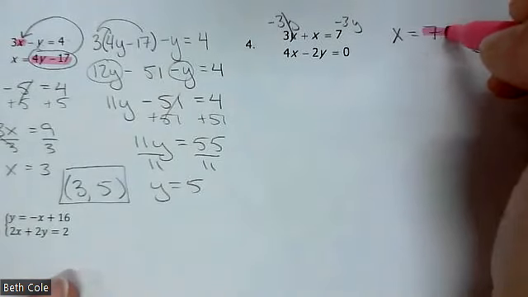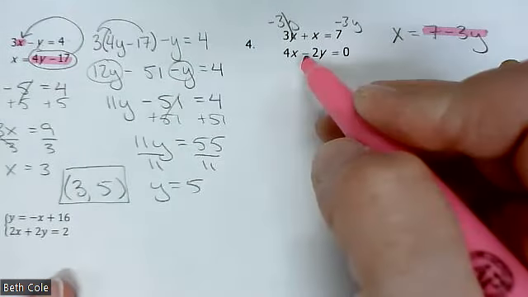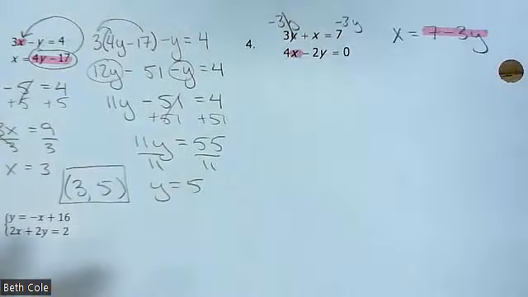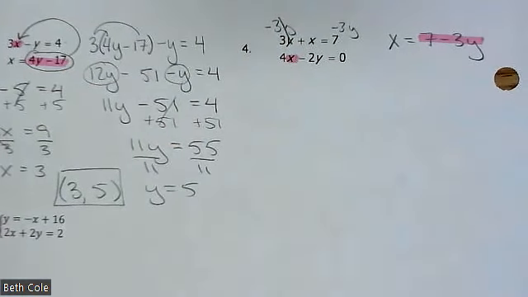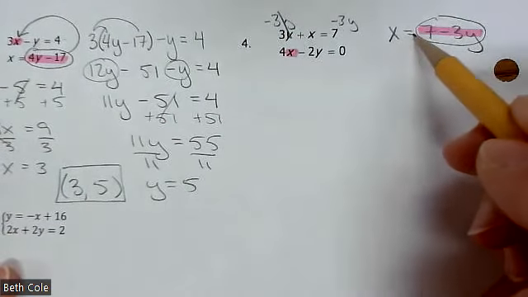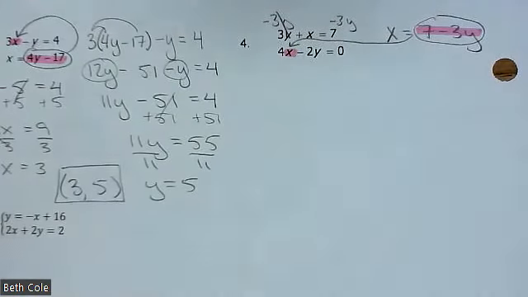We're going to take this and substitute it in for x over here. And if you don't have a highlighter, you can just draw an arrow. We're going to take all this, substitute it in for x. It's called substitution. So if one of the variables isn't by itself, you have to get it by itself.